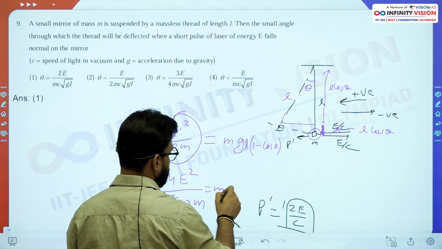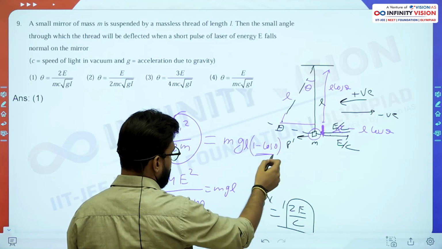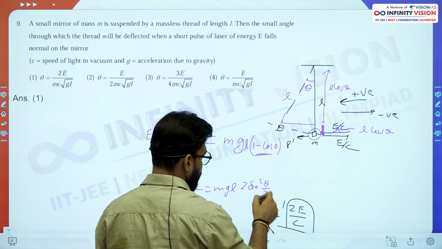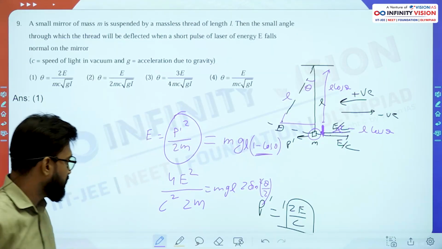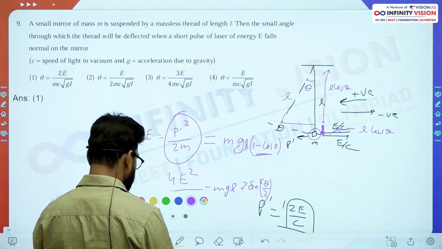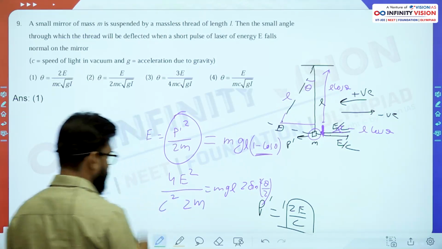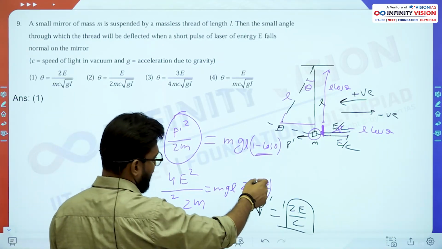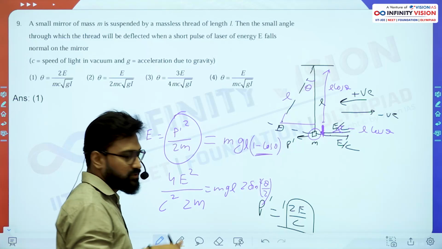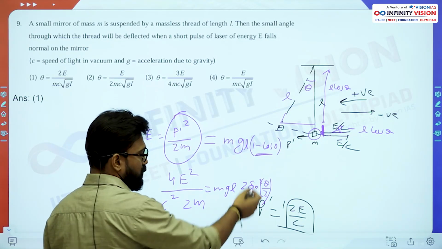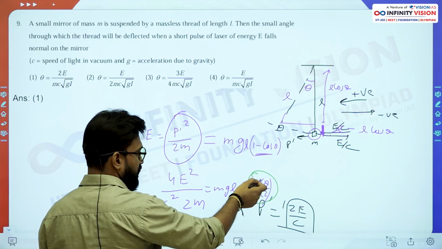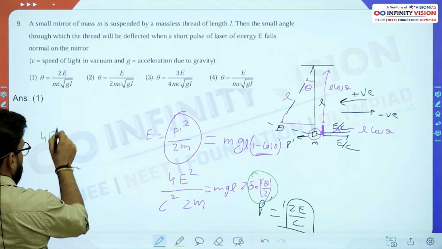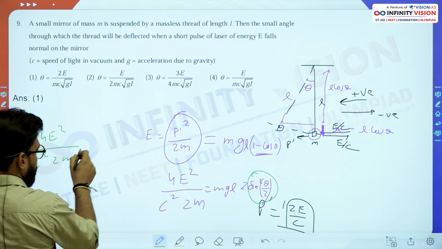So this is equal to m into g into L, 1 minus cos theta, which is nothing but 2 into sine square theta by 2. It can easily be written as this. From this, we are going to solve for the value of theta. When the angle is very small, sine theta would be equivalent to theta. So this whole term would be equivalent to theta square by 4. Okay, so 4E square by C square 2m.